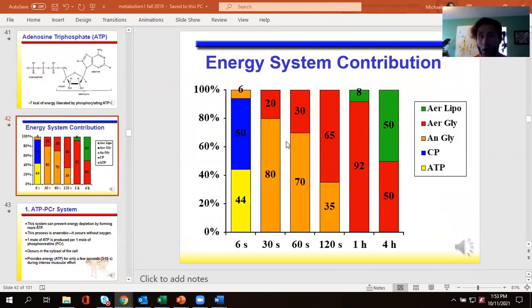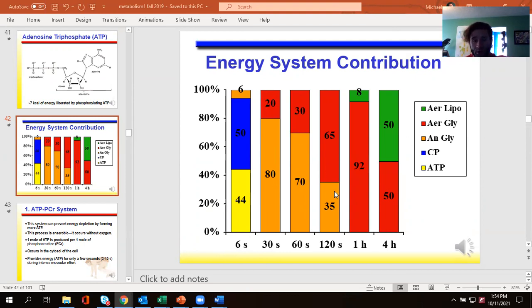Now, depending on how far we're going, and these are maximal efforts for each of these, we're going to see which energy system is providing the majority of our energy production. So we're talking about maximal 6-second sprints. Most of our energy is coming from creatine phosphate. Next followed by is just the pure ATP we have floating in the cells, and then a little bit of anaerobic glycolysis. If we're now increasing that duration to 30 seconds, we can see how the vast majority of that energy is coming from anaerobic glycolysis, and then a little bit is coming from aerobic glycolysis.